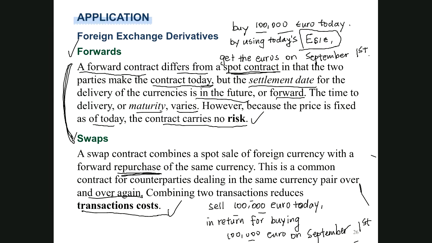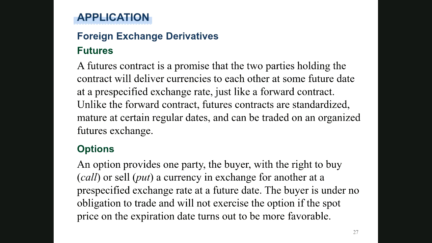Okay. Two more derivatives are introduced in the book. One is called future, and future is very similar to the forward contract. Take a look at the definition first. A future contract is a promise that two parties holding the contract will deliver currency to each other on the same future date. So you are buying the contract to guarantee that they are going to sell you the currency, or you are going to sell them the currency in the future at a pre-specified exchange rate. So you could also specify the specific exchange rate.